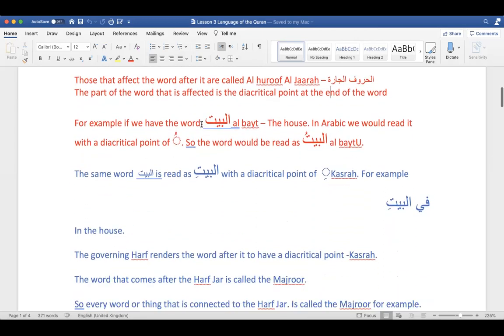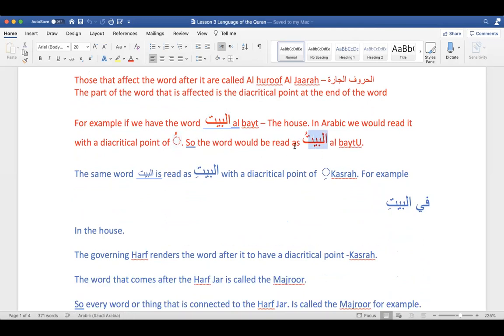Let me give you a quick example. If we have the word al-bayt, the house, and anyone was to read this now, in Arabic we would read it with a diacritical point of a dhamma. You see that highlighted there? It's called a dhamma. So the word would be read as al-baytu.